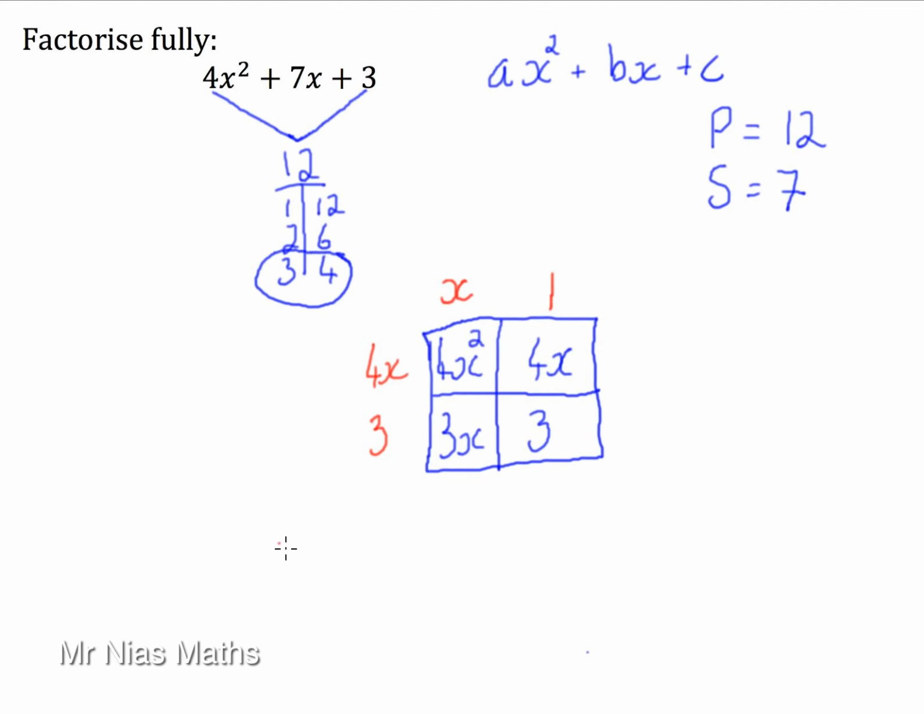And I need to put them into brackets. So on the left-hand side, I've got 4x and a 3. So 4x, and it's a positive 3, so it's plus 3. And then my second bracket comes from the top here, which is an x, and then there's a positive 1, so it's plus 1. 4x plus 3 and x plus 1.